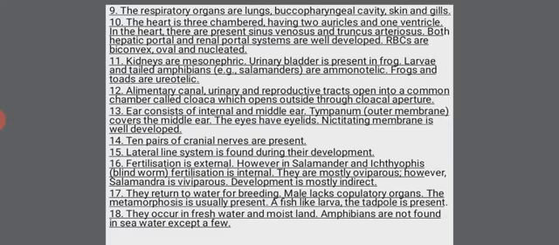Usually the fertilization is external. However, in salamander and ichthyophis, which is called blindworm, fertilization is internal. Usually the males of amphibians do not have copulatory organs, hence they resort to external fertilization, that means which happens in the aquatic medium.